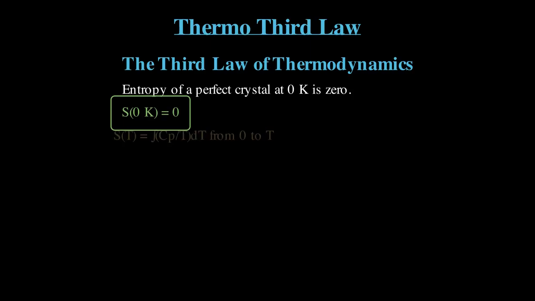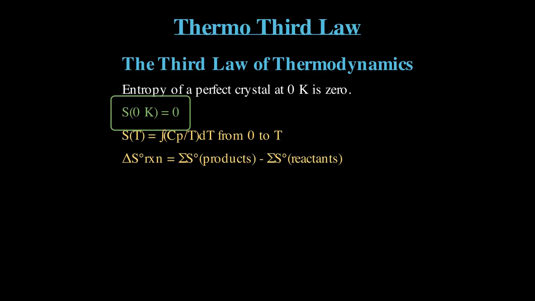We can do this using the formula S equals the integral of Cp divided by T dT from 0 to the final temperature T. This is incredibly useful because we can then find the standard entropy change for any reaction, delta S naught, by using the tabulated standard absolute entropies of reactants and products.